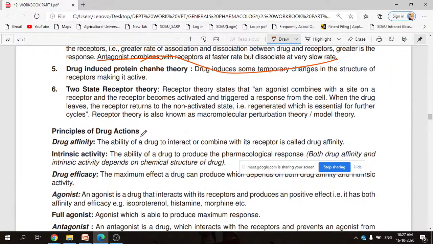Then the fifth one is the drug-induced protein change theory. Now, according to the drug-induced protein change theory, the drug causes temporary changes in the structure of the receptors and makes them active. And these active receptors will produce the drug response.